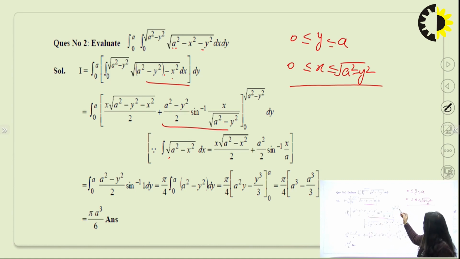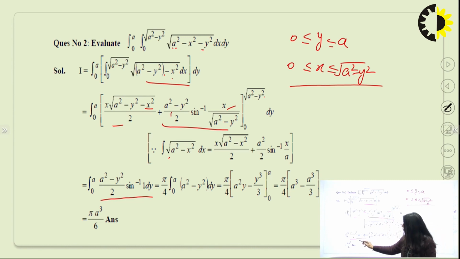Now we will put the upper limit and minus sign lower limit. So the upper limit is under root of a square minus y square, then we will put here x is equals to under root of a square minus y square, and then we will find this term a square minus y square upon 2 sine inverse 1. And if we put here the lower limit x is equals to 0, then this term will be 0, and sine inverse 0 is equals to 0. So this term will be 0. Now the output term is this.